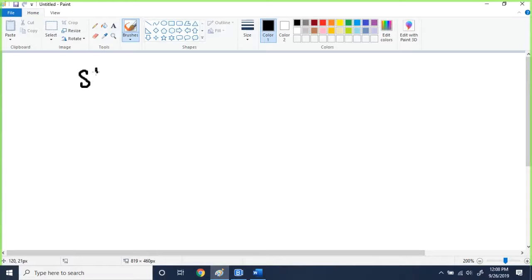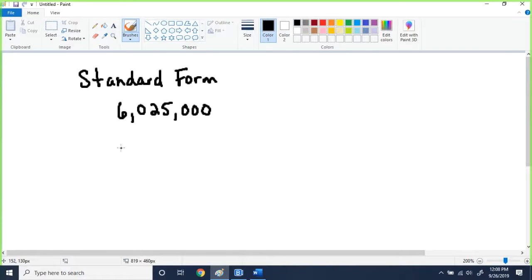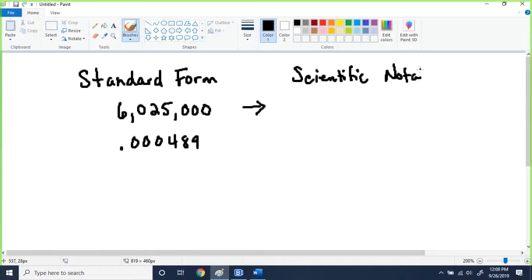So let's first take a look at what a standard number looks like. A number in standard form can be a really big number, 6,025,000, or a really small number. Any numbers after the decimal are tenths, hundredths, thousandths, so it's really a small number. And your homework may say convert to scientific notation. So this number in the end, once you do all the steps, is going to look something like this.